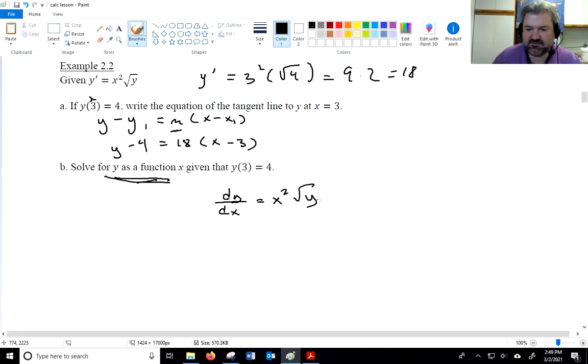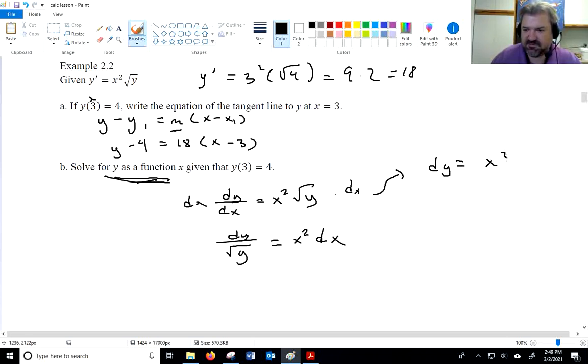In this one here, I'm going to divide both sides by the square root of y and multiply both sides by dx. So it gives me dy over the square root of y equals x squared times dx. I hope that wasn't too complicated for you to see both of those steps at once, but I could spread it out if you prefer. So first I multiplied both sides by dx, and then I divided both sides by the square root of y.